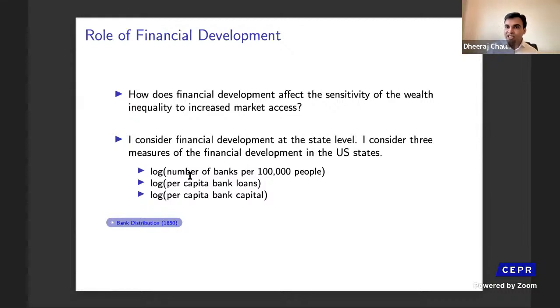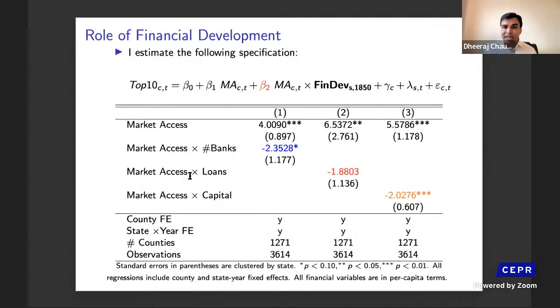So to study the sensitivity of wealth inequality and the role of financial development, I consider financial development at the state level, and I have three main measures: log number of banks per 100,000 people, log per capita bank loans, and log per capita bank capital. And then I run the same regression, but I also interact market access with the financial development at the initial level. I do this for two reasons.